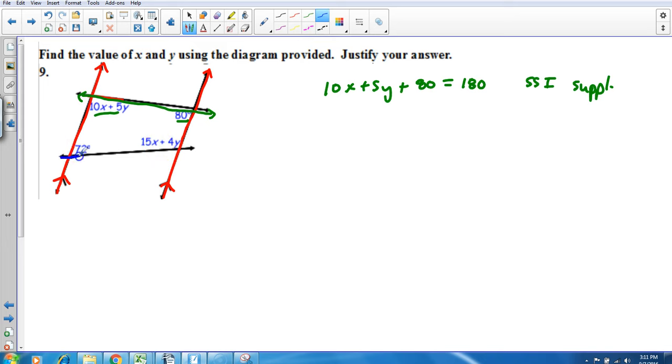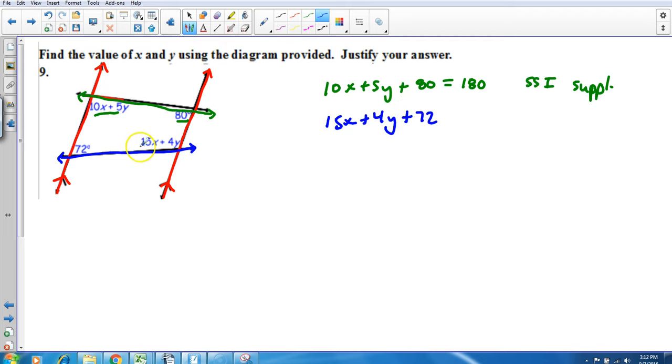We've got a different transversal down here, so we treat it as a completely different scenario. We've still got the two red lines are parallel, but now we've got this blue transversal, and within that blue transversal, we've got two angles that are same side of the transversal, and they're on the interior of the parallel. So you just have to be careful about what two angles you relate to one another. Use that definition wisely. So here I would have 15x plus 4y plus 72.